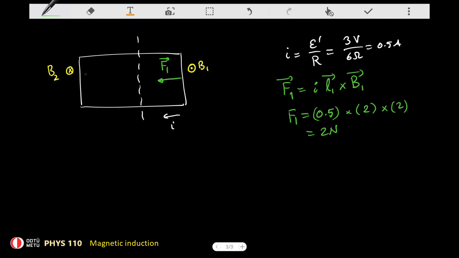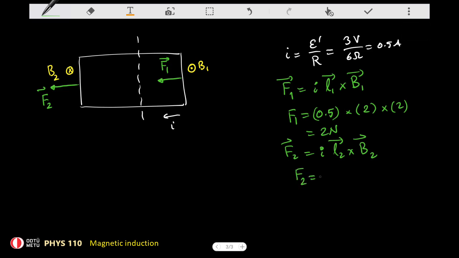Let's talk about the side now. Since the magnetic field also has changed direction, you can also see that the force on that side is going to be in the leftward direction. Why? The current is the same. The length vector is now in the upward direction, and the magnetic field is downward. So by the right-hand rule, length is upward, the magnetic field is downward, so therefore the force is towards left.